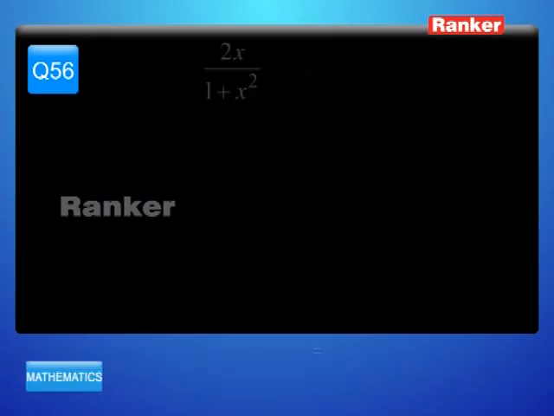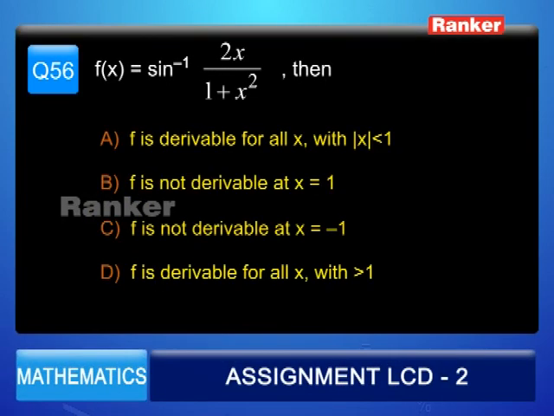Next question. f of x is equal to sin inverse of 2x by 1 plus x square. Then option A, f is derivable for all x with mod x less than 1. Option B, f is not derivable at x equal to 1. Option C, f is not derivable at x equal to minus 1. Option D, f is derivable for all x with mod x greater than 1.